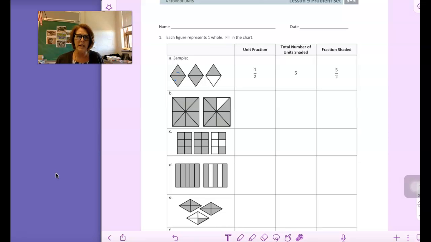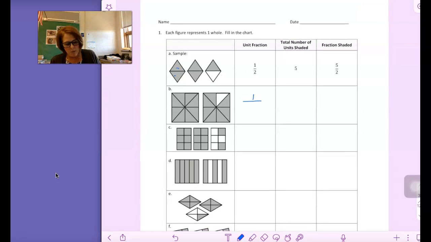So let's go on to letter B. In letter B, when we have a unit fraction, the numerator is always going to be 1 because we're talking about 1 out of how many. Let's go ahead and count how many we have. 1, 2, 3, 4, 5, 6, 7, 8. So the unit fraction is 1/8.